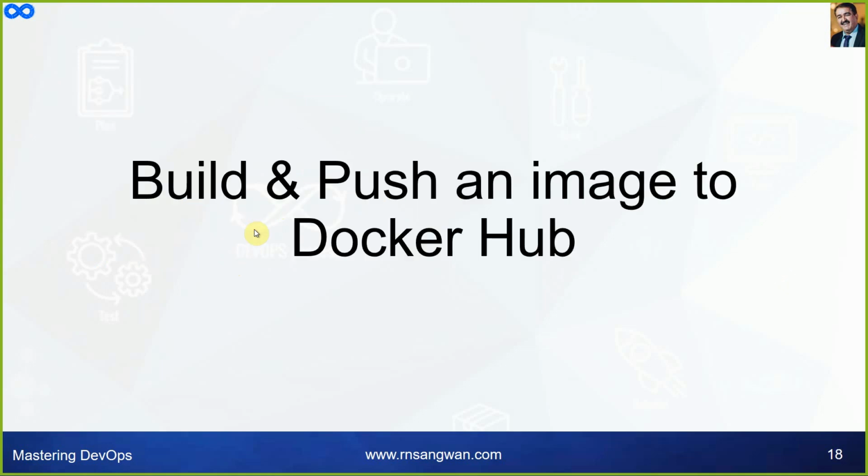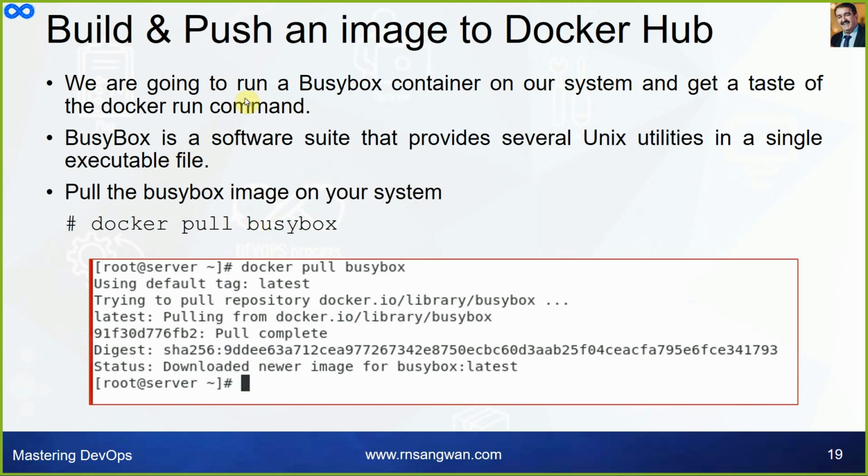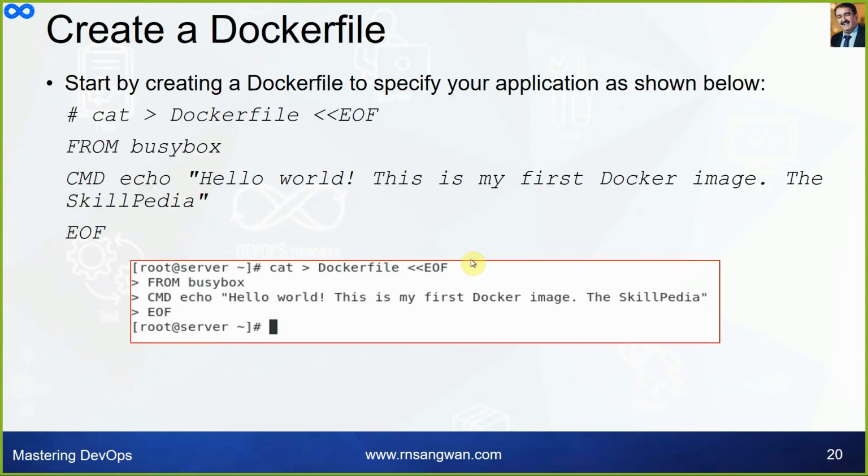Build and push an image to Docker Hub. You have seen the demo. We are going to run a busybox container on our system and get a taste of the docker run command. Busybox is a software suite that provides several Unix utilities in a single executable file. So pull the image, docker pull busybox. It will pull the image.